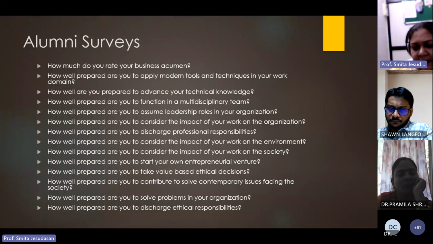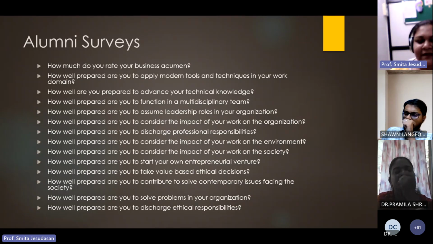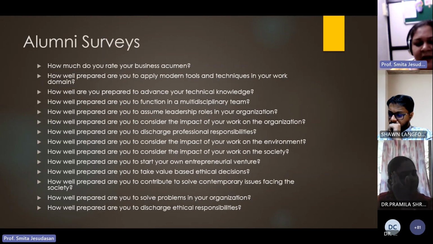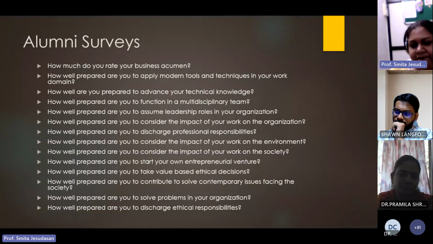If you get a rating of less than 2, that is 1, around 1.2, 1.3, then we need to identify the curricular gaps, the gaps in the curriculum. And then we need to identify what value added courses can be given to students, either in the form of certification programs or in the form of guest lectures, so that this gap will be minimized in the next survey. So accordingly, we can have other surveys also.